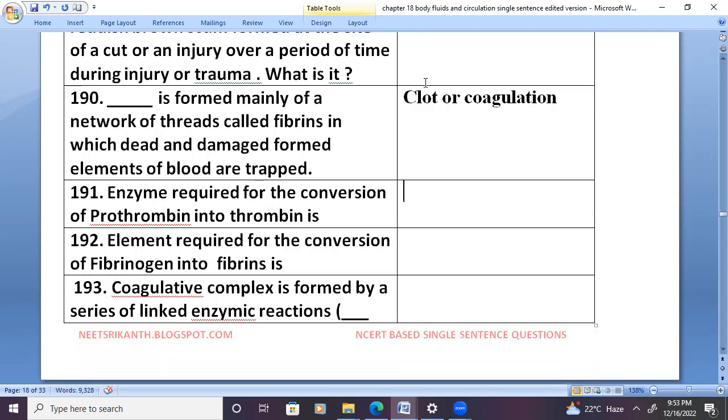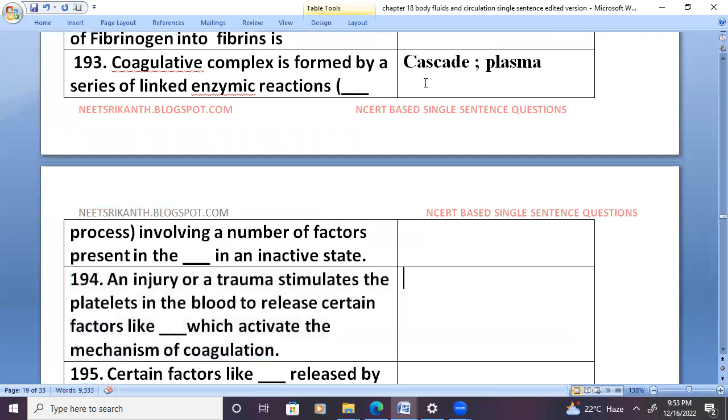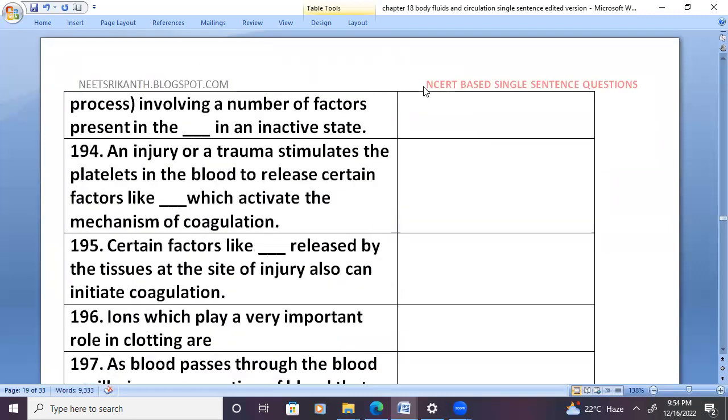The enzyme required for the conversion of prothrombin into thrombin is thrombokinase. The enzyme required for the conversion of fibrinogen into fibrin is thrombin. The coagulation complex is formed by a series of enzymatic reactions. We call it a cascade process, involving a number of factors present in the plasma in inactive state. An injury or trauma stimulates the platelets in the blood to release certain factors like thrombokinase, which activate the mechanism of coagulation. Certain factors released by the tissues at the site of injury can also initiate coagulation. We call it tissue thromboplastin.